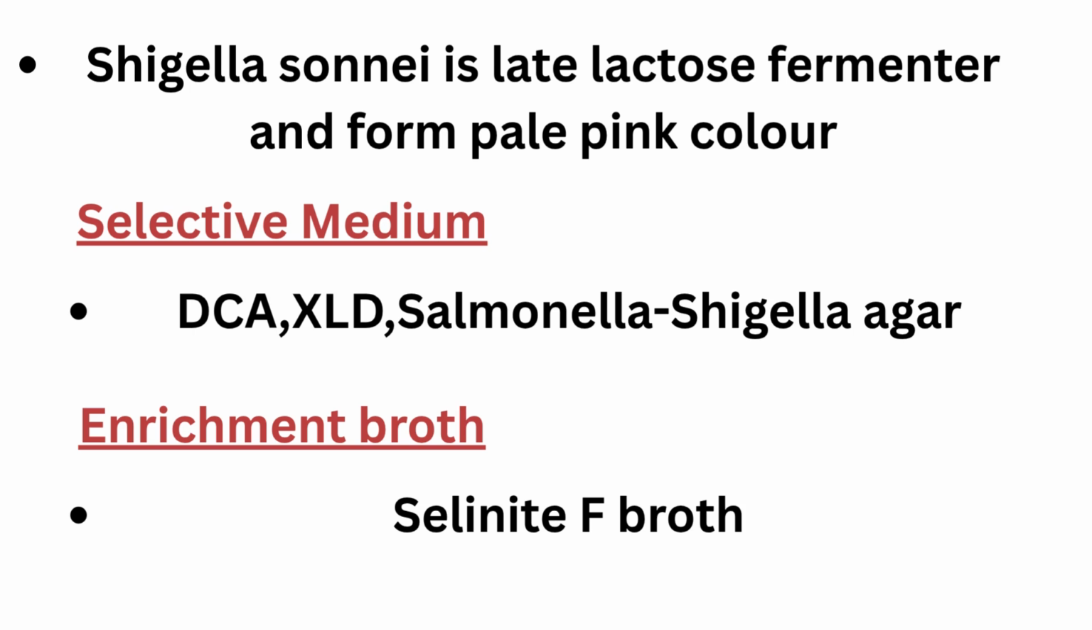Then next is the enrichment broth. The enrichment broth used is selenite F broth. Always remember in selenite F broth, F indicates feces. So due to the infection caused by Shigella, the sample taken is feces. So selenite F broth is the enrichment broth used for the isolation of Shigella. Then selective media include DCA, XLD, Salmonella Shigella agar.